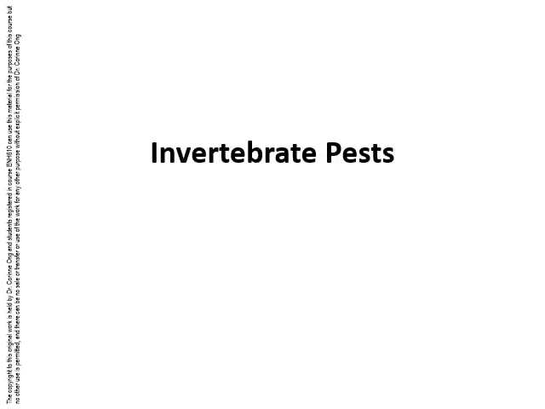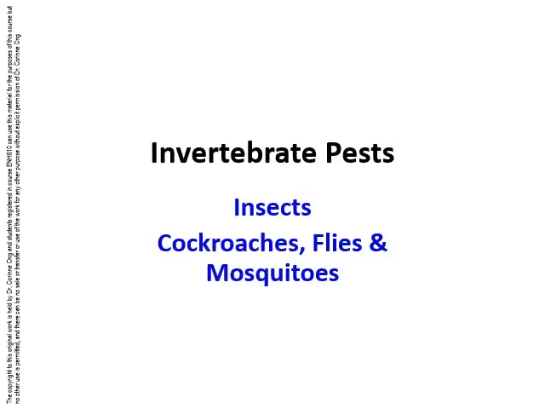Now that we've finished the vertebrate pests, the mice and the rats, we can look at invertebrate pests, which tend to be smaller, and also there's a huge range of them. We'll start first with the insects, cockroaches, flies, and mosquitoes. I think today we'll probably be able to cover cockroaches and flies, and we might have to leave mosquitoes till next week.